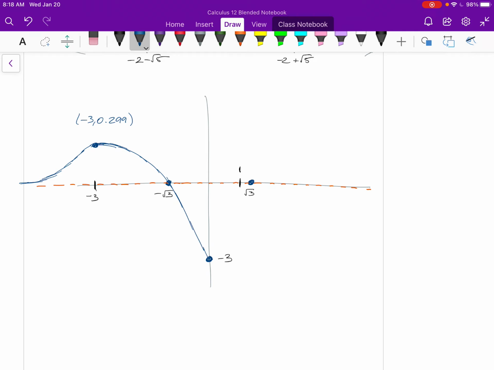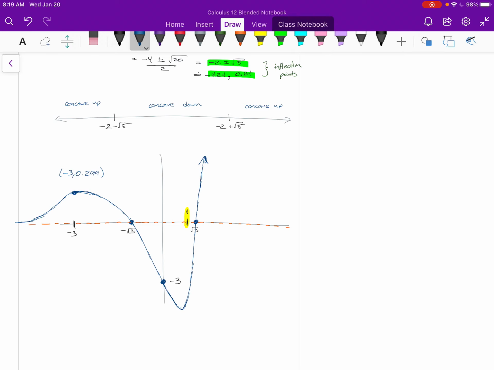I know when x is positive 1, there's a local min, which makes sense from what I'm drawing, because that means, let's say, around here, it's got to go down, and then it's got to quickly go back up. It has to have an x-intercept right there. And then it looks like it just keeps going up forever, because I know the limit as we approach infinity is infinity.